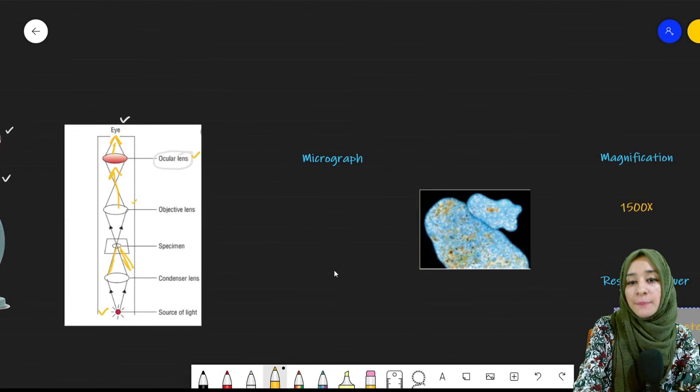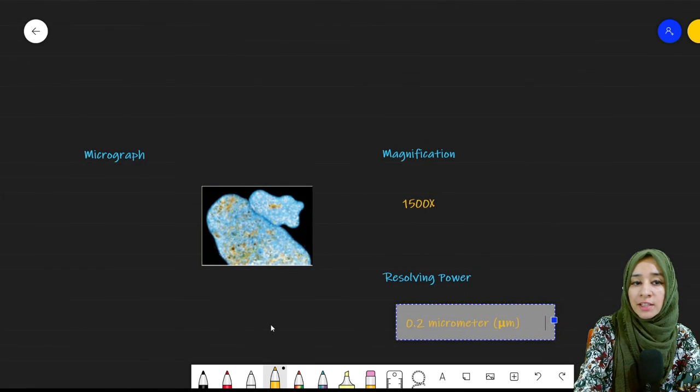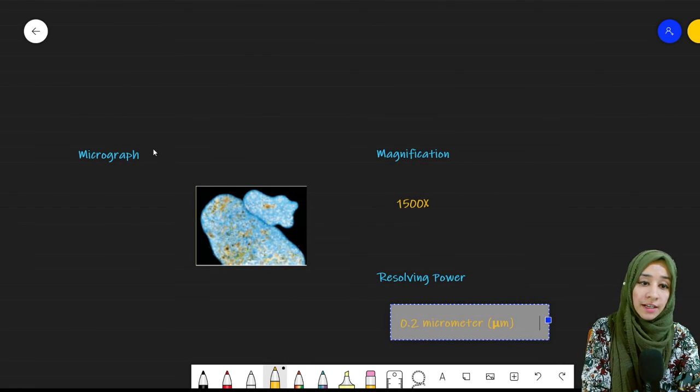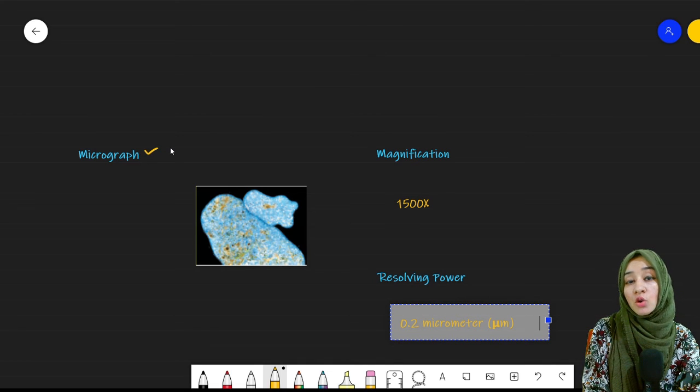Now, the image that we see through the light microscope is known as a micrograph. What do we call it? We call it a micrograph. That is the simple picture. Usually, if we talk about amoeba, amoeba is usually seen in this form through the light microscope.